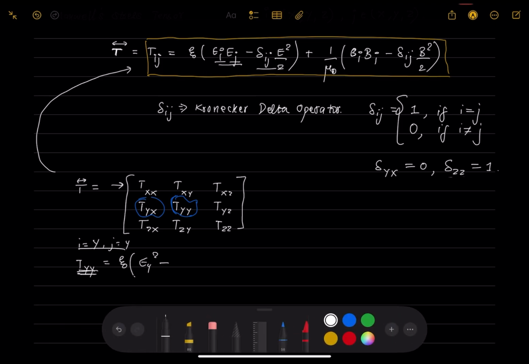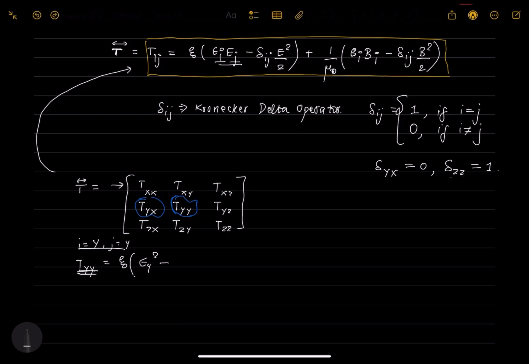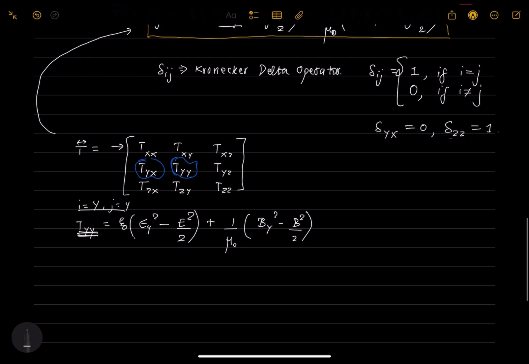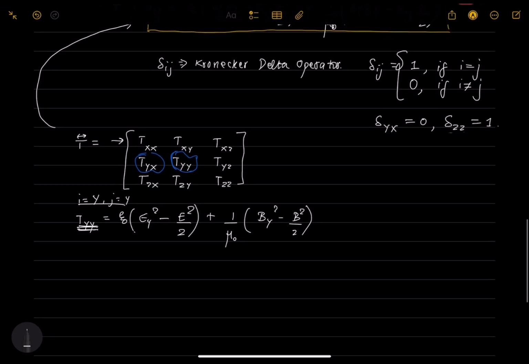Going on to the second term. Now, since we're writing it for tyy, that is i and j, they're the same. That means that we include that term: epsilon naught E squared over 2 plus 1 over mu naught times this gives B y squared. It's the same thing for B, the definition for B is just symmetric. So that gives you the tyy element.